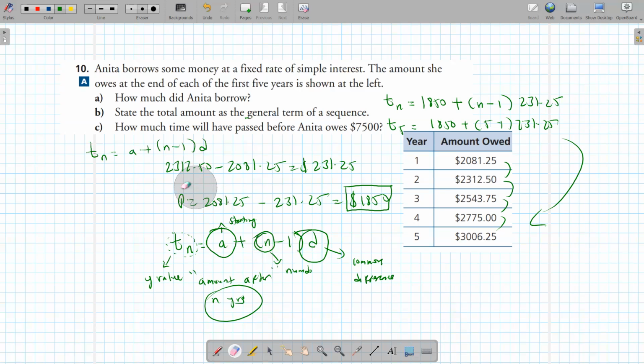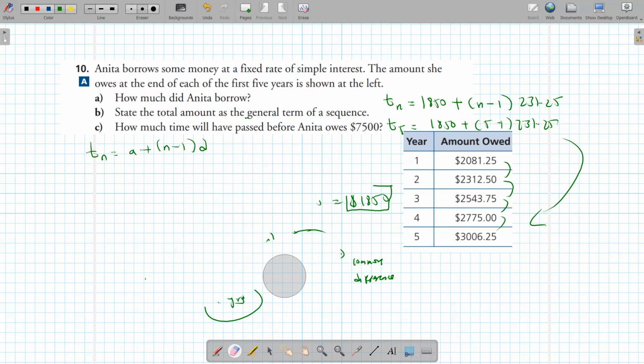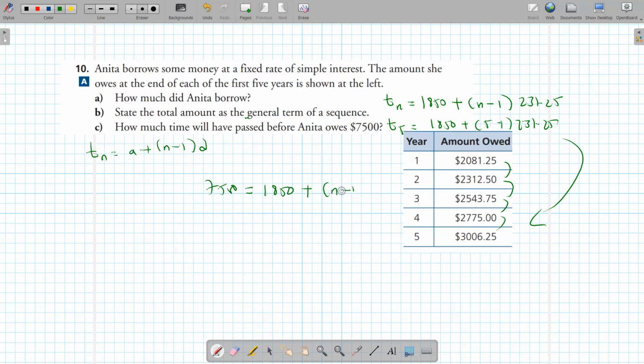So we want to find n. Put that in as Tn. Yeah, exactly. You plug that in as Tn, and then you want to find n. So 7,500 equals 1850 plus (n minus 1) times 231.25. There we go. Again, it's a linear equation. How do we solve for n?